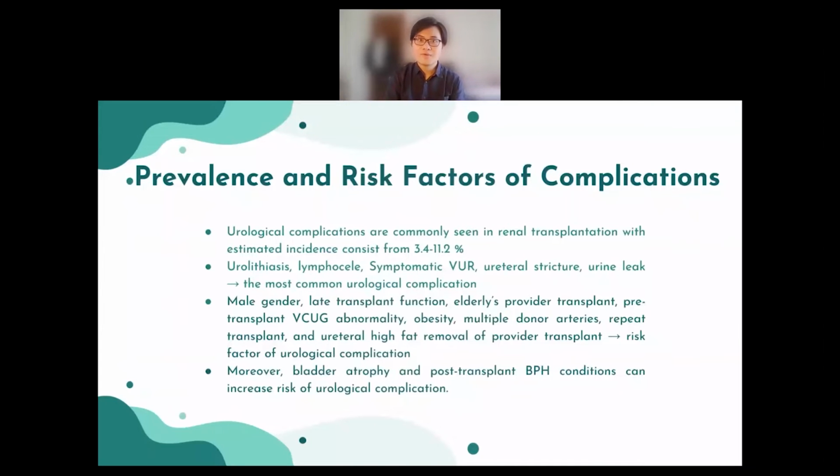I'm going to explain about the prevalence and risk factors of urological complications in renal transplantation. Urological complications are commonly seen in renal transplantation, with an estimated incidence from 3.4 to 11.2%. Urolithiasis, lymphocele, symptomatic vesicoureteral reflux, ureteral stricture, and urinary leakage are the most common. Urological complications seen with ureteral stenosis are the most common of all.